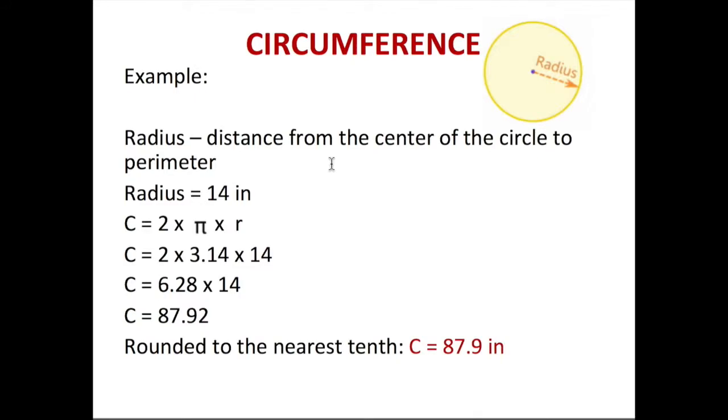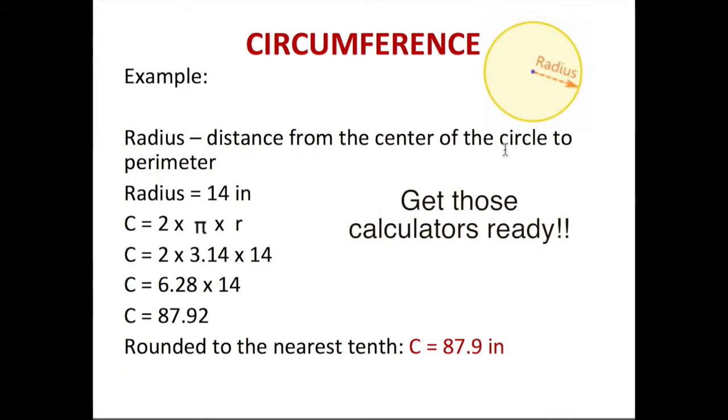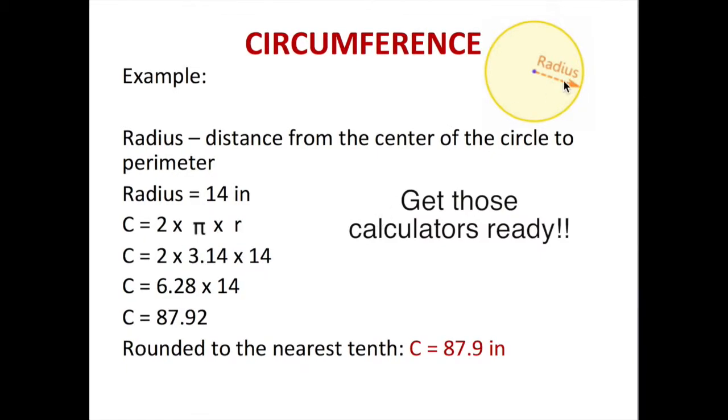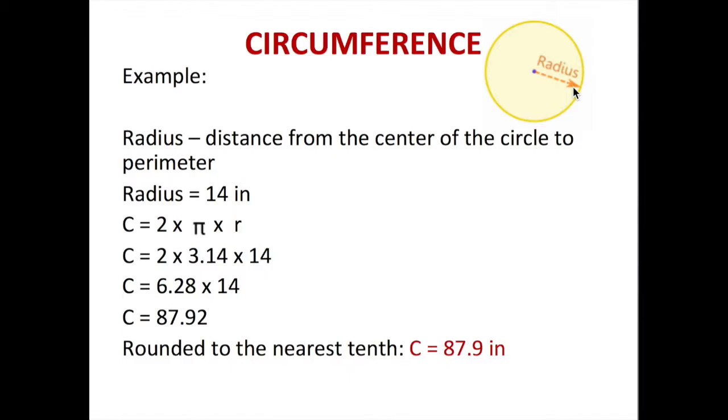So let's look at an example of a circle given the radius, and let's try to find the circumference. And the radius is the distance from the center of the circle to the perimeter. So this line from the center to the edge represents the radius.